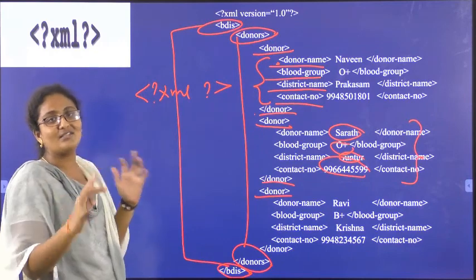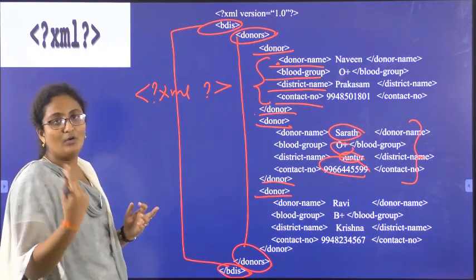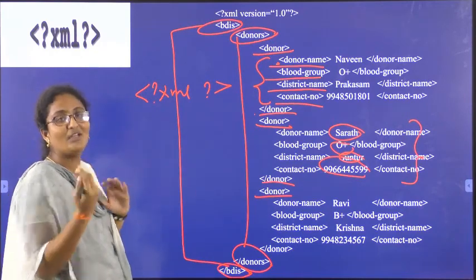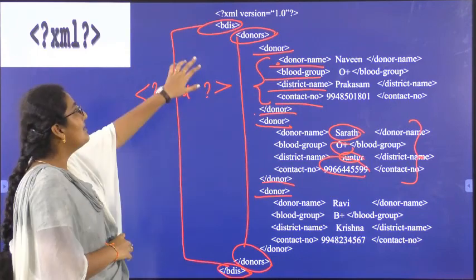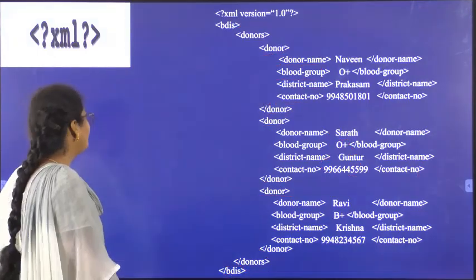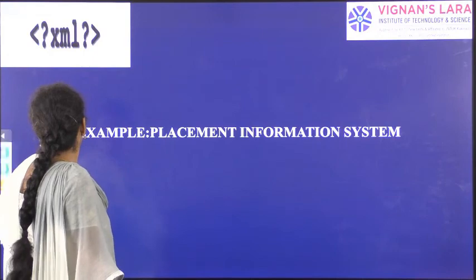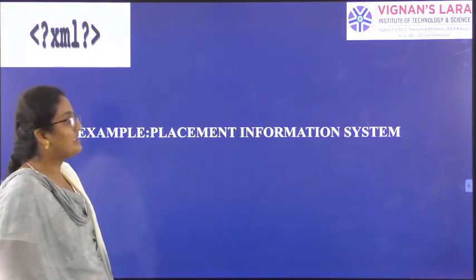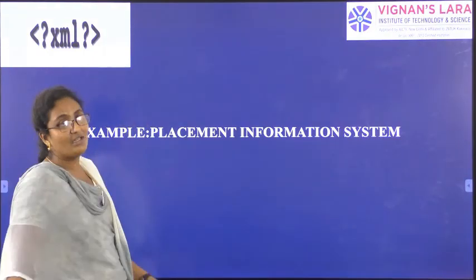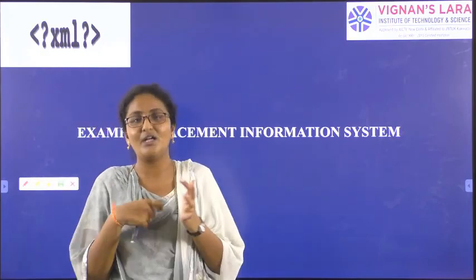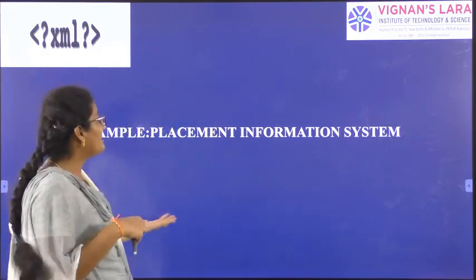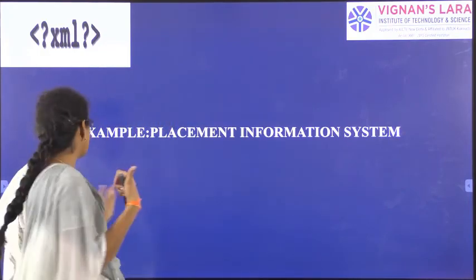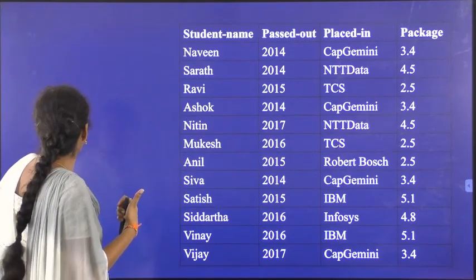For the 4 logics, the code is the same. For the 4 logics, the content is the same, but only when you are changing the root elements, some tags are changing in the code. So next one, next example, placement information system. So till now we have written the code for the blood donors information system. So the next example is the placement information system. So see the example.